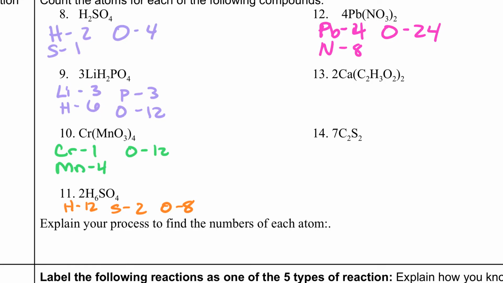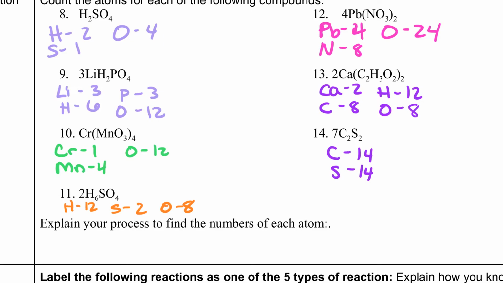And in question 13, there are 2 calciums, 2 times 2 is 4, times another 2 is 8 carbons. Hydrogens, there's 3 times 2 is 6, times another 2 is 12 hydrogens. And oxygens, there are 2 times 2 is 4, times another 2 is 8 oxygens. In number 14, we have carbons, there are 14 of them, and sulfurs, there are 14 of them.